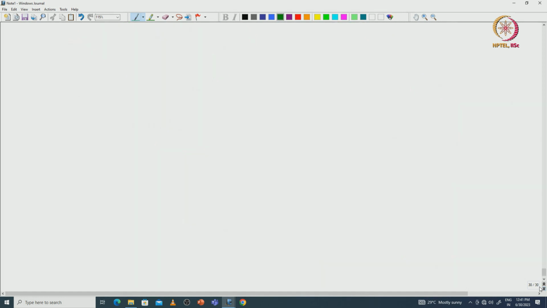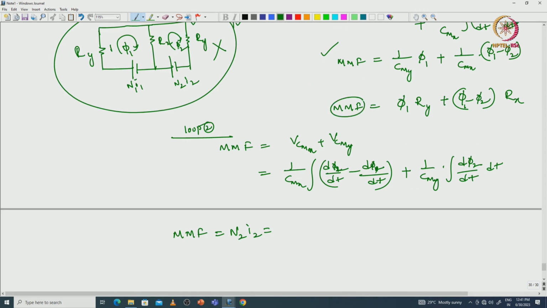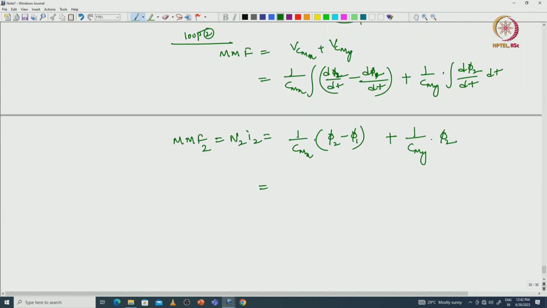So, the final equation will come. MMF with respect to coil 2, N2 I2, is equal to, this is N1 I1, MMF 1 we can call it, this is MMF 2. N2 I2 is equal to 1 by CMX into phi 2 minus phi 1, plus 1 by CMY capacitance into phi 2. In terms of reluctance, you can represent phi 1 minus phi 2 into Rx plus, sorry, phi 2 minus phi 1 it is, then phi 2 into Ry.